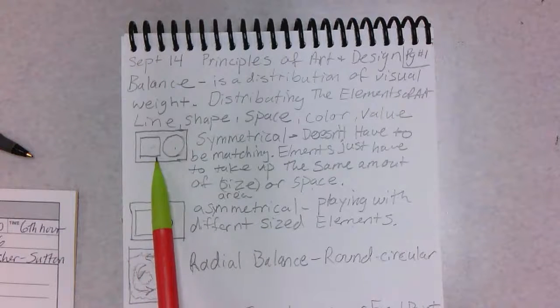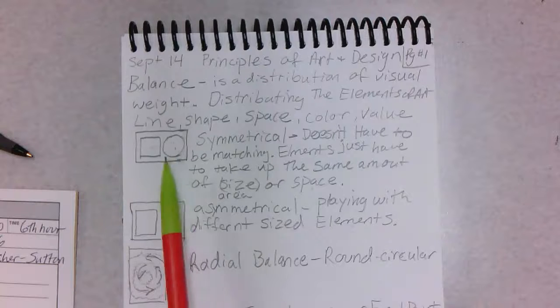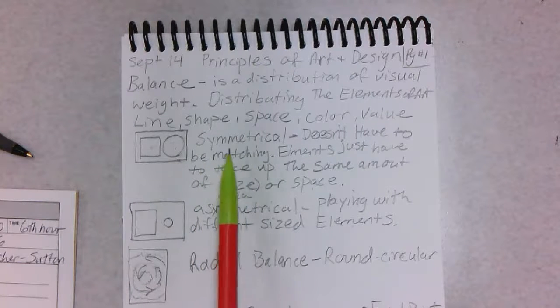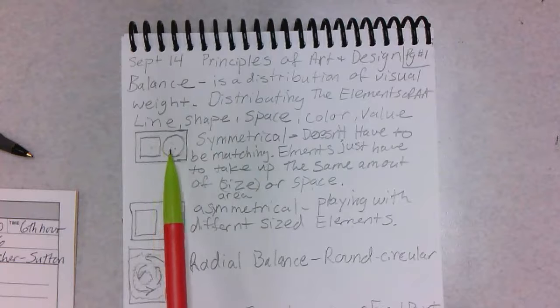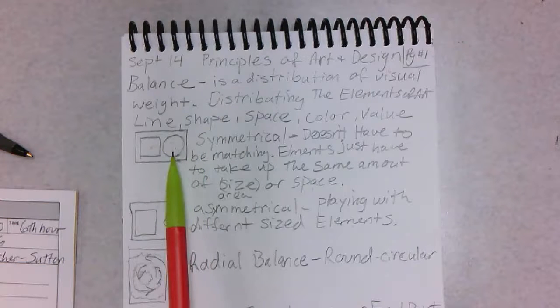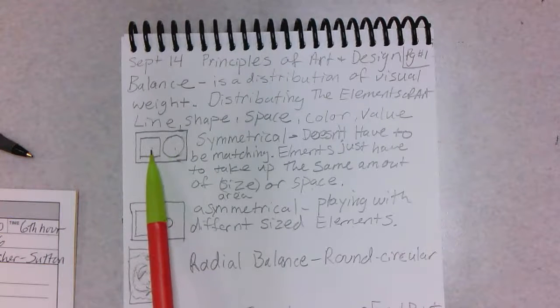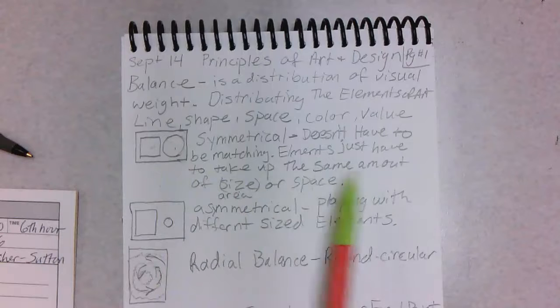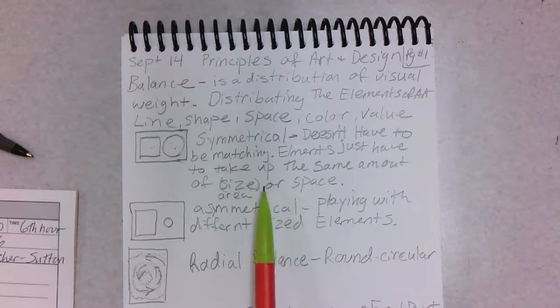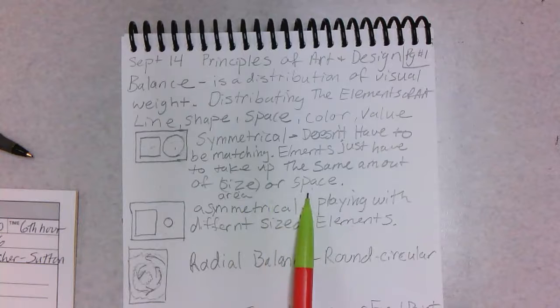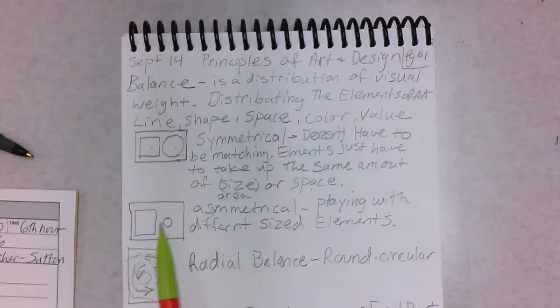I drew these little examples. So the square and the circle. I know we know symmetrical as being like equal or matching, but I don't want you to really think of it in art as matching so much as equal. So this square and this circle are pretty much the same size, so they both take up the same amount of space on the paper, so that means it is symmetrical. It doesn't have to be matching, the elements just have to take up the same amount of size, area, or space. For asymmetrical, we can make the square big and the circle small, or vice versa. And that would count as being asymmetrical, playing with different sized elements.